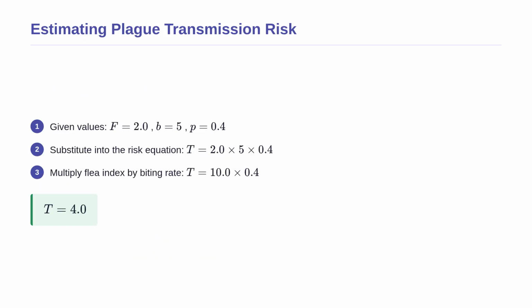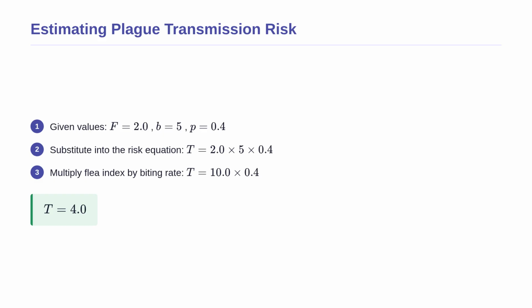Let us see exactly why the blocked flea is so dangerous by calculating this risk. Imagine a village with a high flea index of 2.0. A starving, blocked flea bites a host 5 times a day, and the transmission probability per bite is 40%, or 0.4. We substitute these values into our equation. First, we multiply the flea index of 2.0 by the 5 daily bites. This tells us a single rat receives 10 flea bites every day.